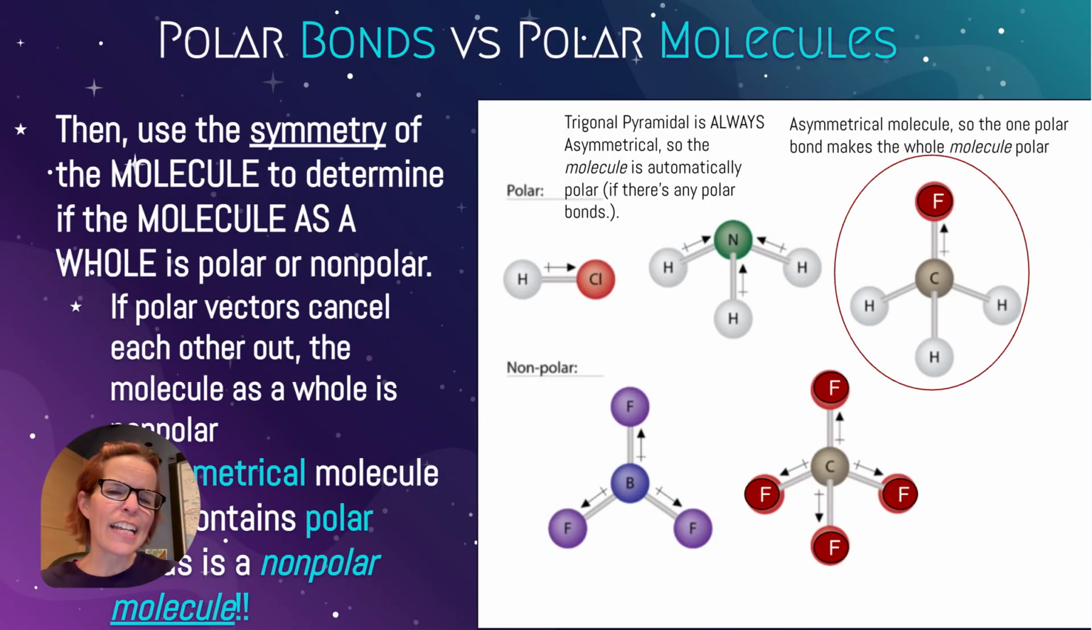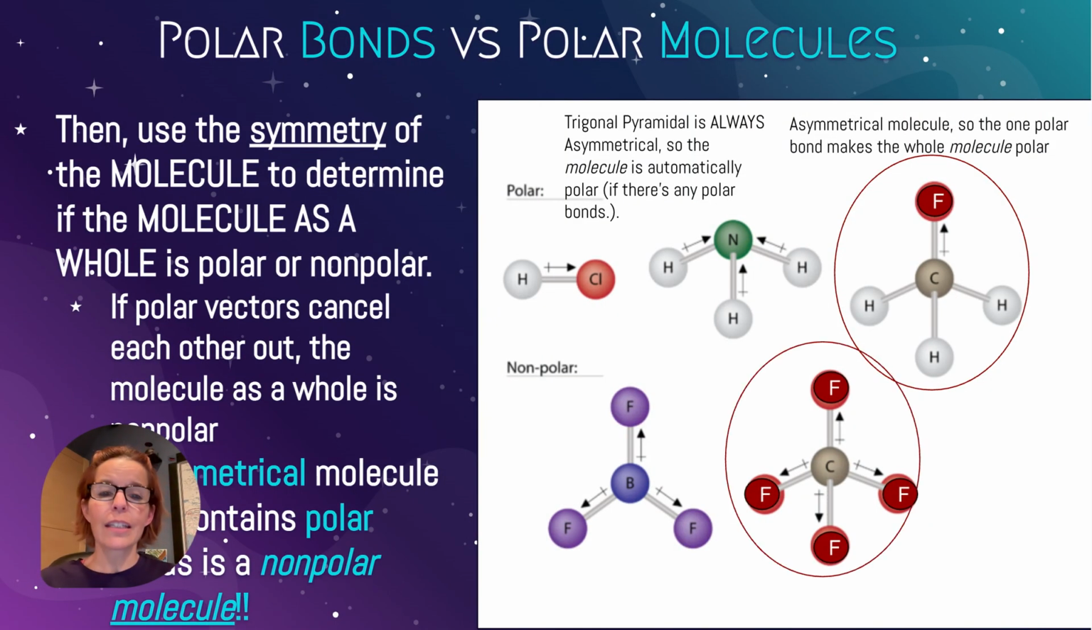Again, this is an asymmetrical molecule. Now, it's tetrahedral, but notice that the terminal atoms are not all the same. So this is considered not symmetrical because the terminal fluorine is different than the terminal hydrogens. So there's one polar bond in this case that's pulling strongly in one direction, and the others aren't as strong. So this is a polar molecule.